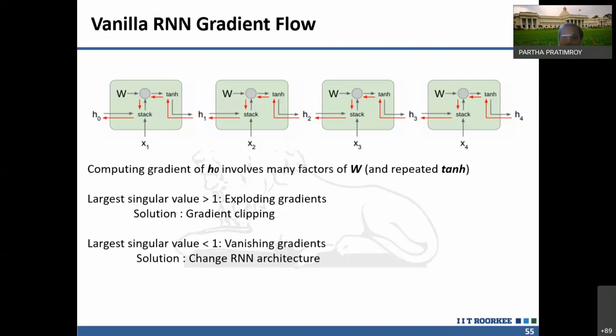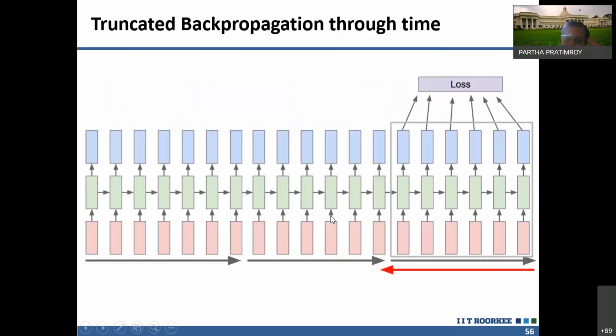Okay, so you are not able to store this gradient because these are multiplied repeatedly in each state. If it is a large number, it is an explosion. If it is a small number, it is vanishing. So we have to do something. These are called gradient explosion, or exploding gradients, and vanishing gradients.